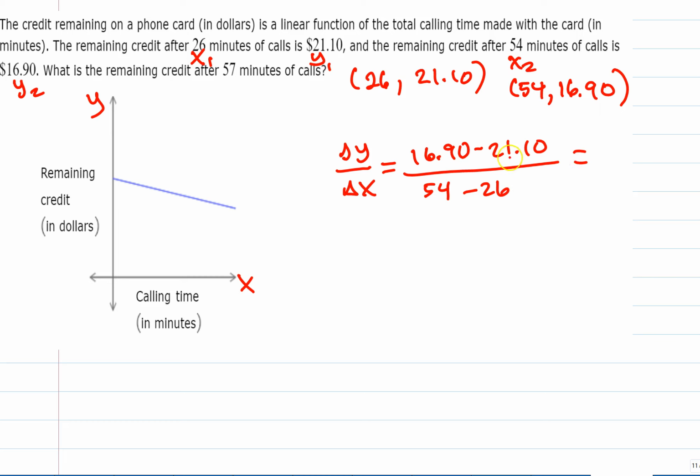4.20 over 28? Yes? All right. I am not leaving the slope like that. If anything, probably turn that into a decimal. I hope it comes out nice. Does it? What's 4.2 over 28? What is it? There you go.